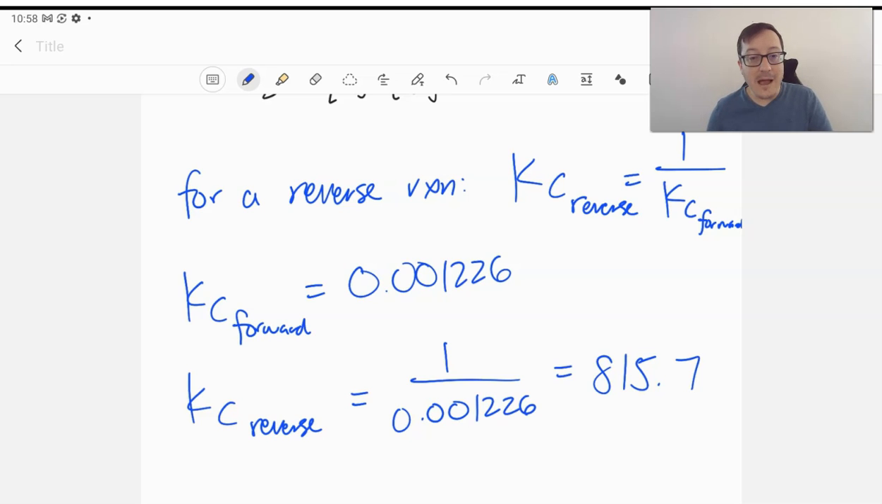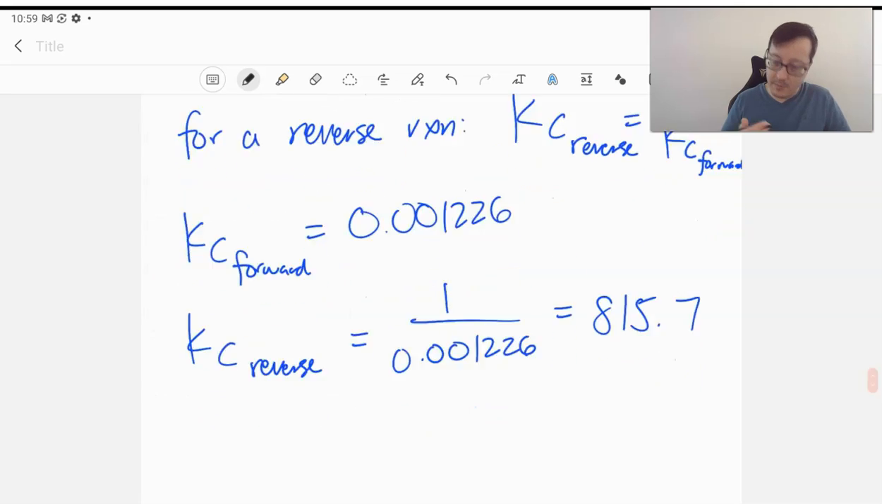We'll again talk about math with the Kcs later on in our next video. But suffice it to say, if we're looking at a reaction and we want to reverse it, all we need to do is invert the K value for it. Okay. Hopefully not too bad.